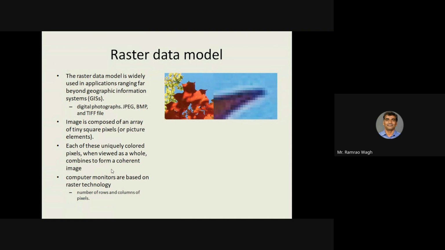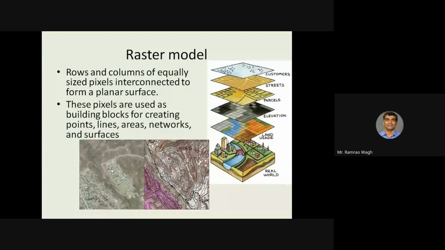So raster is that. Now, what are the issues in this? You can see that most of the time these raster cells are square. There is no problem if some people use circles, rectangles or octagons, but typically each of these cells is a square, of equal size pixels. Now, as I said, they are used as building blocks for creating points, lines and areas.